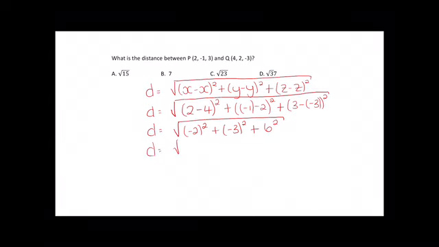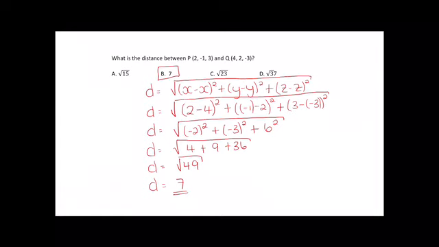So that means I've got -2 squared, which is just 4. Remember, if you square a negative, you get a positive. Plus 9. Plus 36. Add them all together and I get the square root of 49. Square root of 49, you should know, 7. So my final answer is 7. Looking at my options, that means that for question 1, my final answer was B, 7.